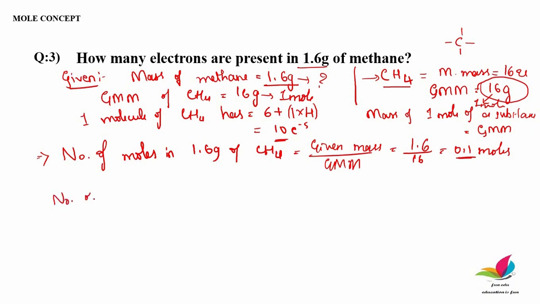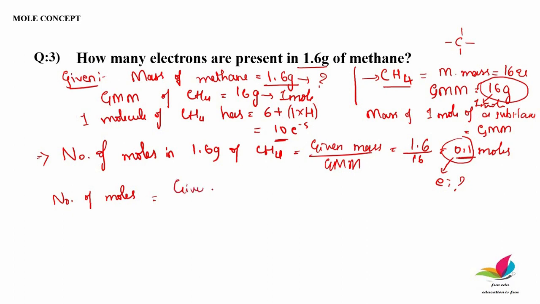Now number of moles. But we don't want number of moles, we want number of electrons. So we came to know that we have now 0.1 moles. This 0.1 moles of methane contains how many electrons you have to find out. So number of moles is equal to given number of particles divided by standard number of particles. What is standard number of particles? That is Avogadro number. So given number of particles will be equal to how much? That only you have to calculate.